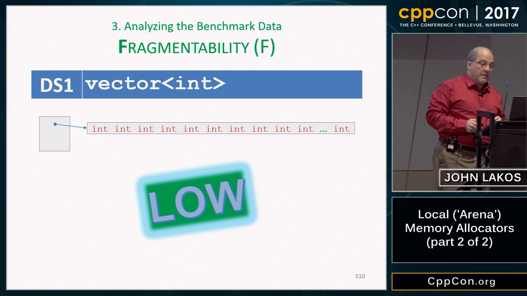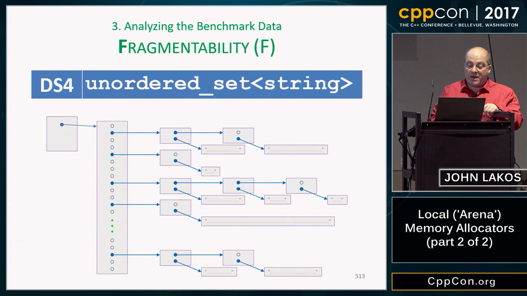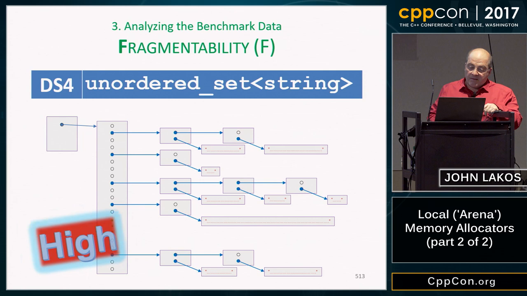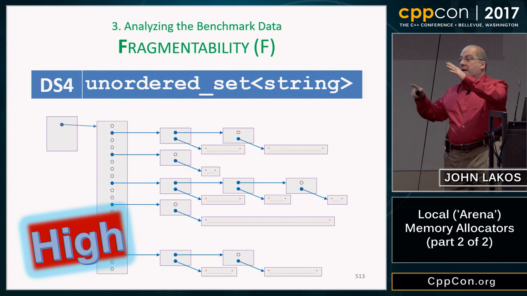So the fragmentability of a vector is low. The fragmentability of a vector of string is high. And an unordered set is medium high, or excuse me, let me back up. Let me not get that wrong. Medium low, medium high. And the last one would be higher because there are more moving parts and therefore they can be distributed all over. And just following one chain might require going and getting a cache line and getting a cache line and so on and so forth.